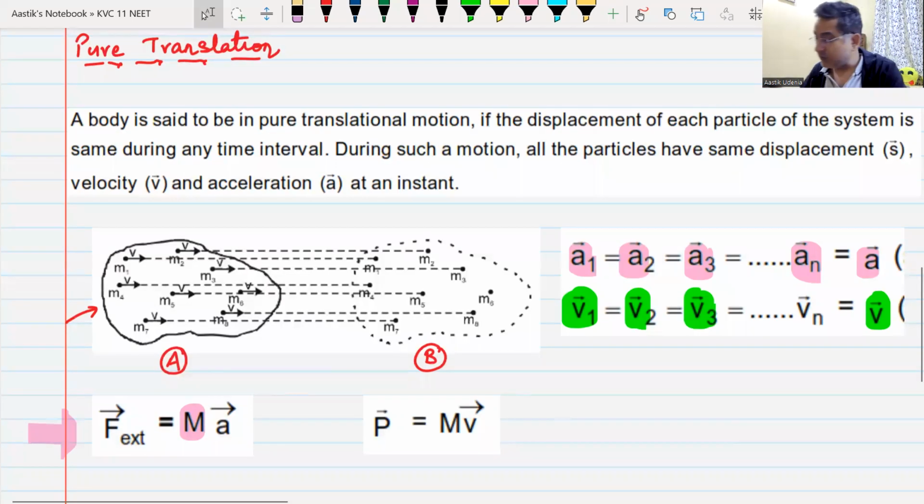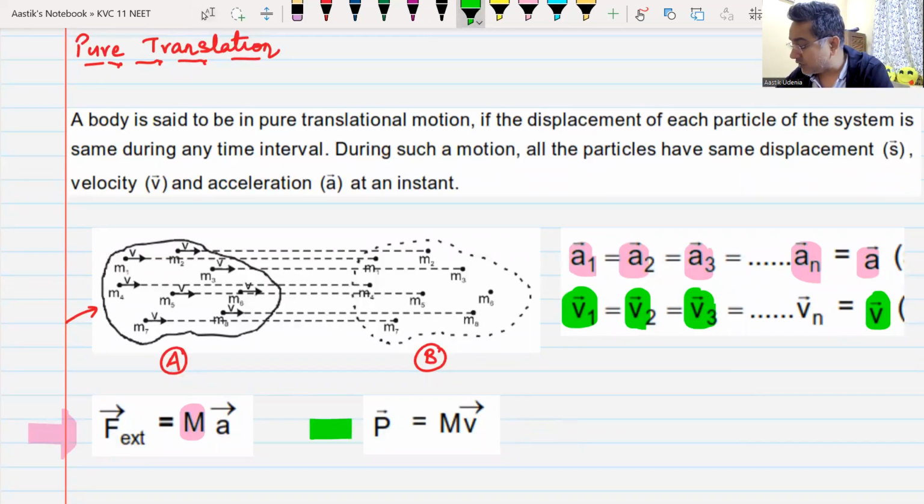Similarly, if you want to find the momentum of this body or momentum of this system, P, you just take the total mass m and multiply it by that velocity. So you get the total momentum of this body as well. Do we understand this? Yes or no?